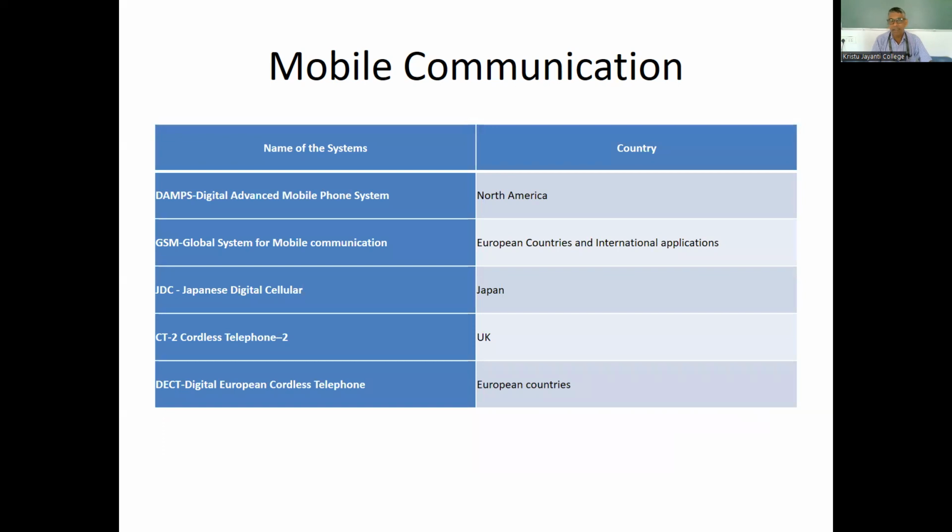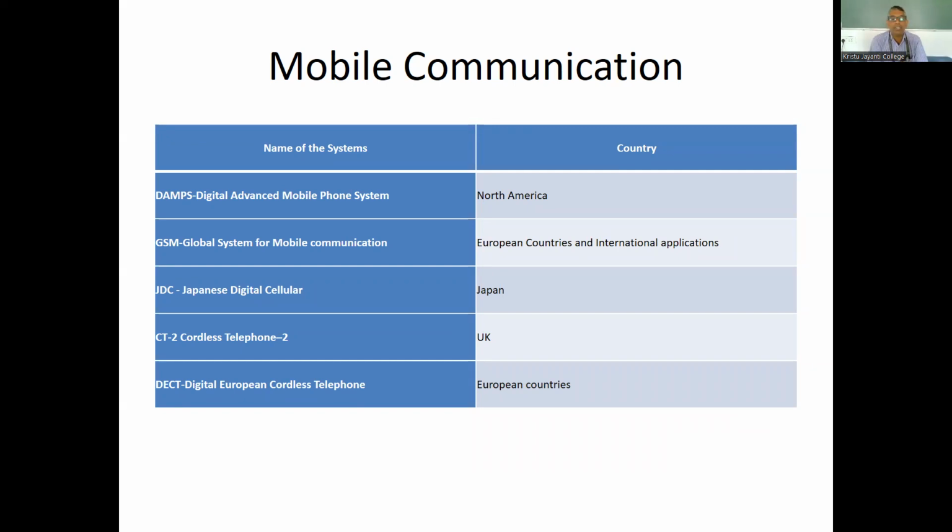So this was started, and a few countries started this technology. And please remember, in the earlier cellular communication, there was no compatibility between the countries. So that was the real challenge for us. Now we have GSM technology. 85% of the world uses GSM technology, and it is compatible with other countries. So in that way, we can call any place, anywhere.